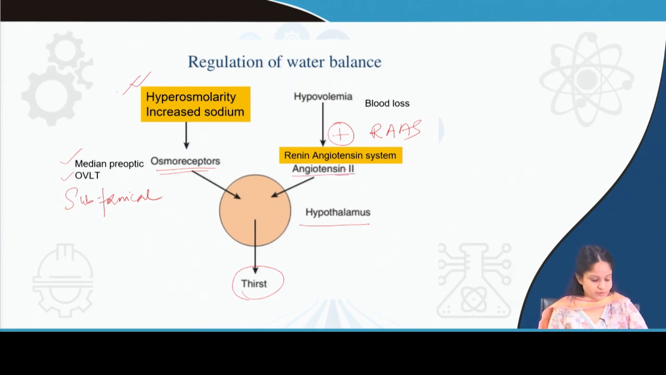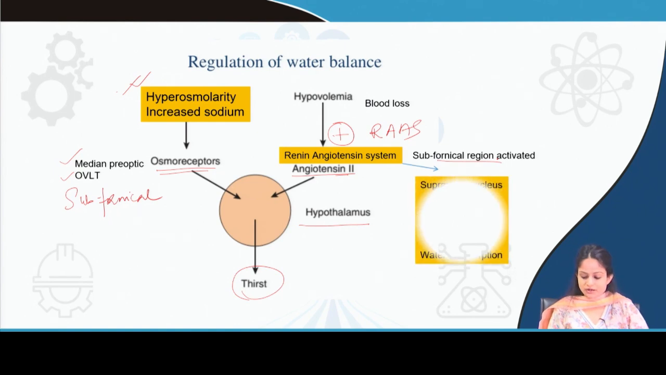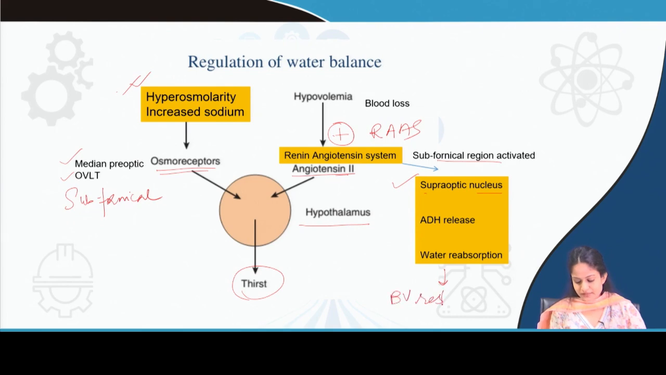When this angiotensin 2 is formed, it will stimulate the subfornical region, which I already told you is an osmoreceptor present in front of the third ventricle. This subfornical region will cause activation of the supraoptic nucleus. If you remember, the supraoptic nucleus is present in the anterior region of the hypothalamus, and this will cause secretion of antidiuretic hormone. What is the role of antidiuretic hormone? Water reabsorption. In this way, the blood volume will be restored. So this regulation of water balance is very important, you have to remember.